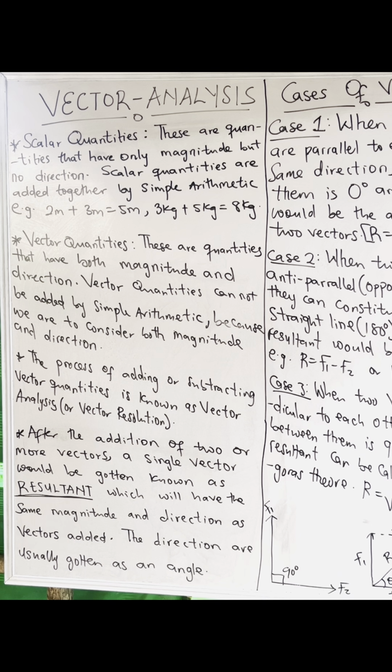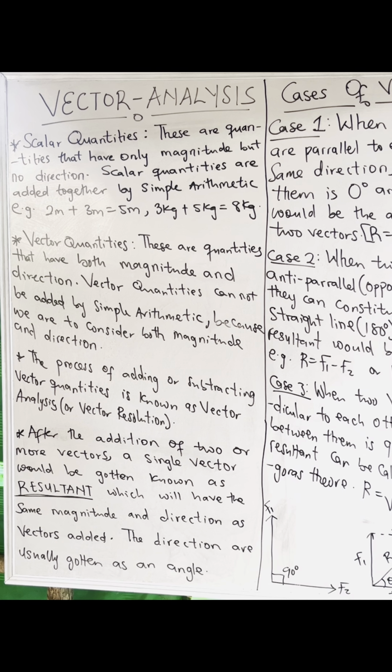But if you are talking about vector analysis, we are going to be considering the addition of two or more vectors. We are going to be considering both the magnitude and the direction. So the reason why we cannot add two vectors by simple arithmetic is because whenever we are adding two vectors together, we have to consider both magnitude and the direction.